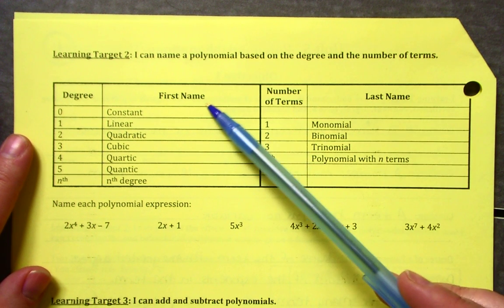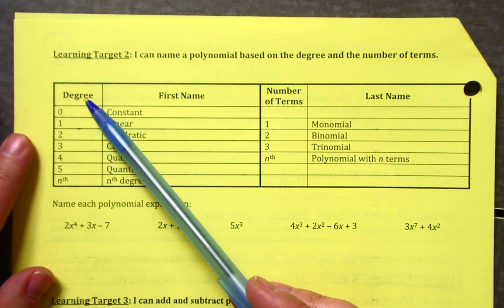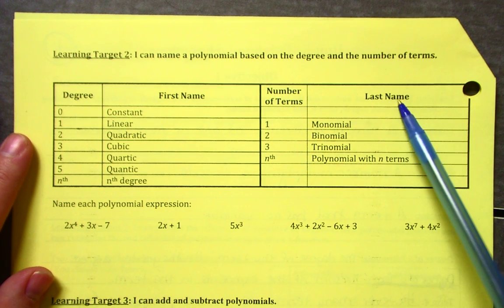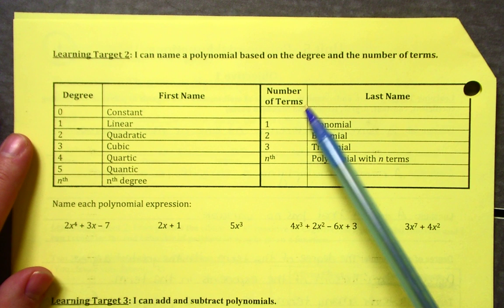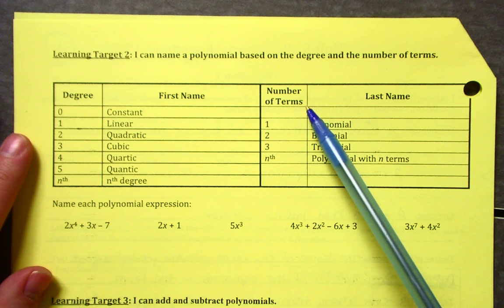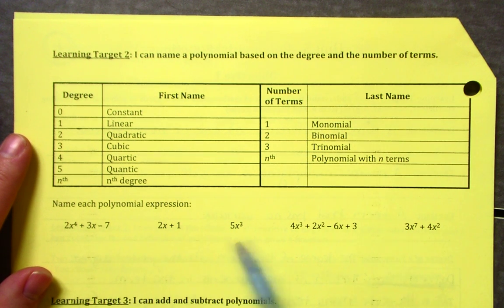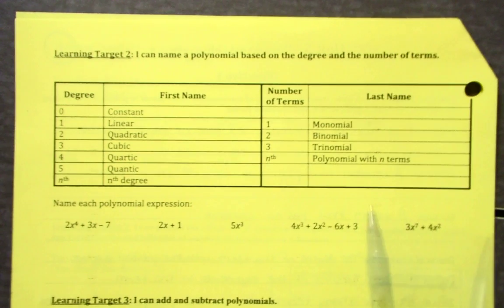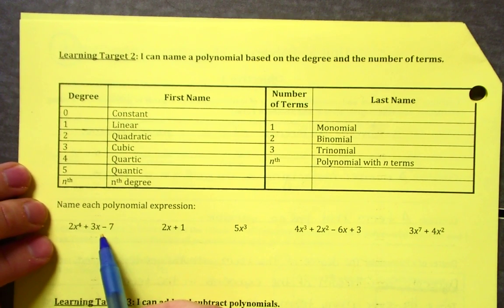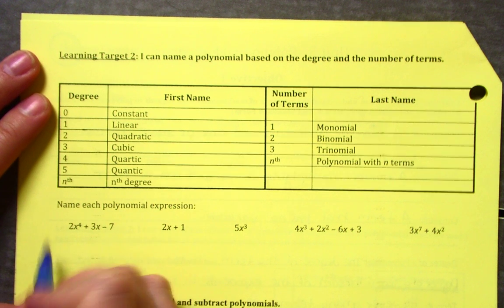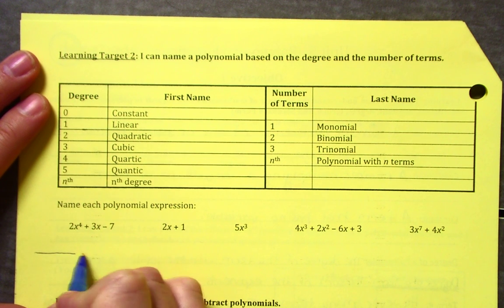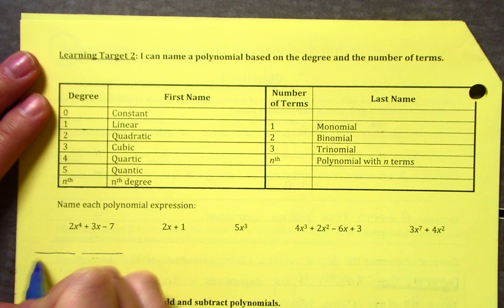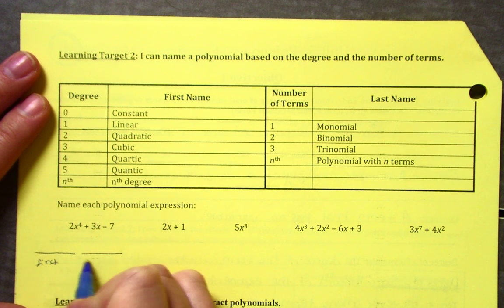The first name is based on the degree of the polynomial, and the last name is based on the number of terms in the polynomial. So let's look at these 5 examples to see how this chart works. This first polynomial, if we're going to name it, we're going to give it 2 names. So I'm going to just draw 2 lines here. So you can think about it as having a first name and a last name.